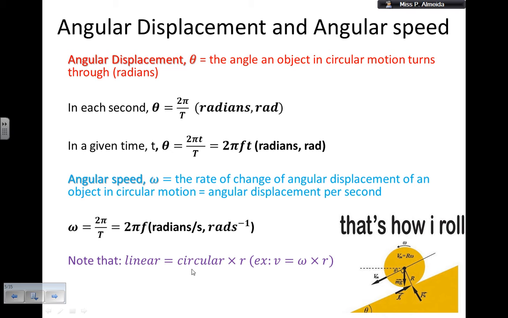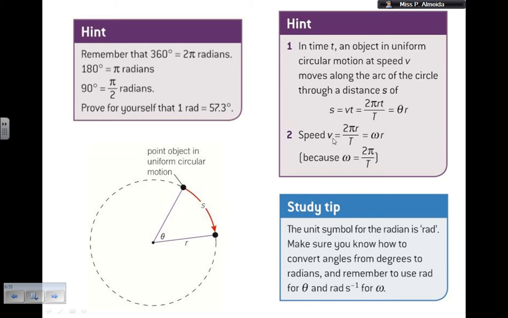So if you're feeling a little bit overwhelmed, make sure that you make a relationship between the linear that you already know with the circular by multiplying by r, okay? And the speed will be 2 pi r over T, the time period, which is going to be omega r. So again, linear equals angular times r, okay?